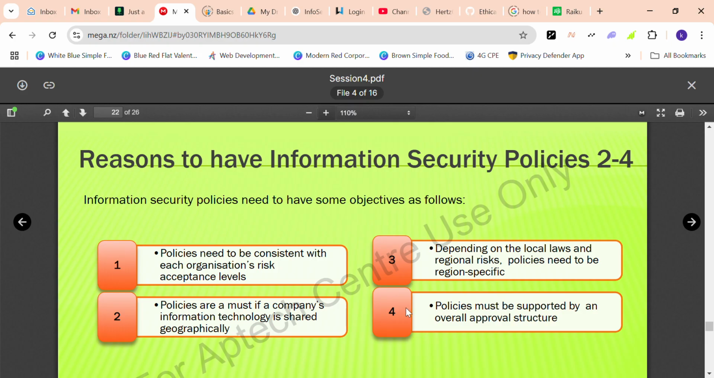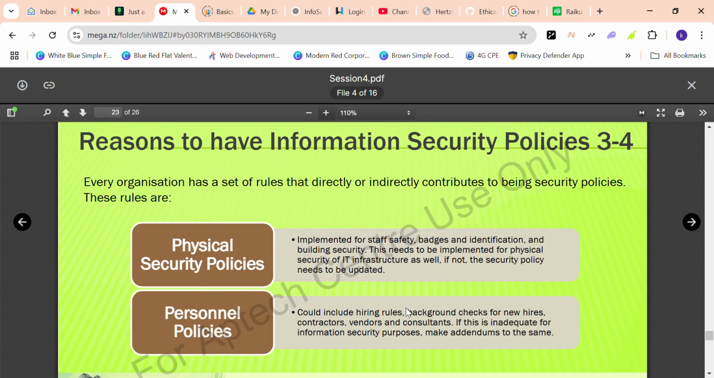Let's move to the next, which is that every organization has a set of rules that directly or indirectly contribute to being a security policy. These rules are: number 1, physical security policy. Number 1 is to implement for staff safety, badges and identification, and building security. These need to be implemented for physical security of IT infrastructure as well. If not, the security policy needs to be updated.